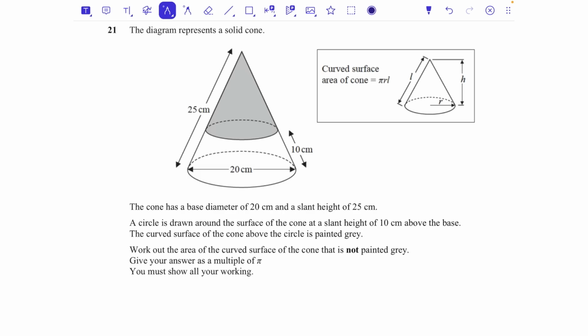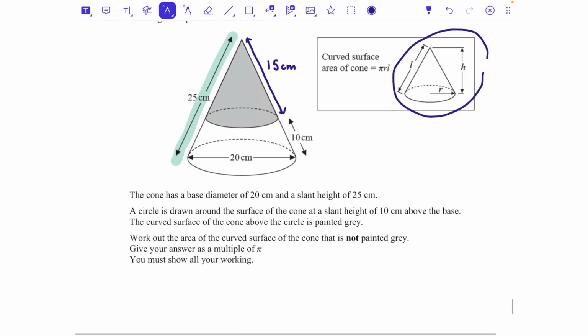So we're given here that the formula for the curved surface area of a cone is pi RL. And I know that it's 25 all the way down here. So therefore this part here must be 15. Now this is actually a similar shapes question. So we know that if we just take the top section of a cone, that's just a smaller version of the cone. They are similar shapes.